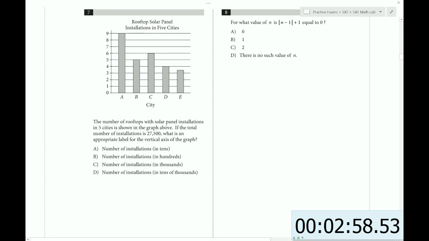The number of rooftops with solar panel installations in 5 cities is shown above. The total number of installations is 27,500. What is the appropriate label for the vertical axis in the graph? Here we're seeing 9, and then 5, and then 6, and then 4, and then looks like 3.5. If we add these up, we get 14, and 6 is 20, 24, 27.5, right? And they're saying that 27.5 is how many thousands that we have. We have a little more than 27,000. So this would be measured in thousands. That's choice C.